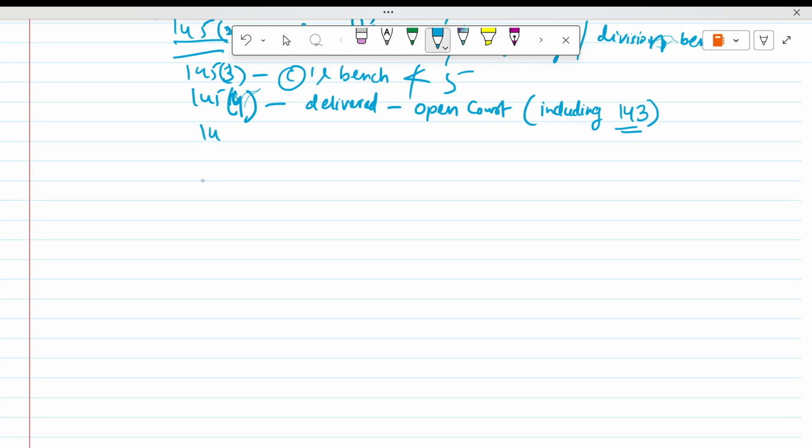Then Article 145 clause 5. A majority should be there when giving judgment. For example, 5 judges are there, 3:2 is the majority. Then a dissenting opinion can also be given. These two are dissenting. Dissenting means whoever does not agree can give the opposite judgment. Whatever your opinion, a dissenting opinion is also allowed. This is 145. Then 146.